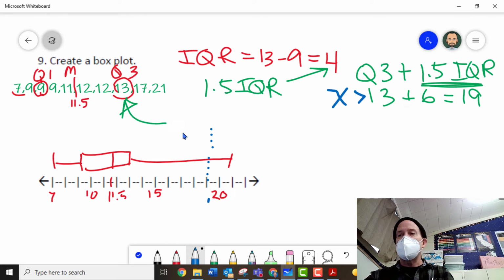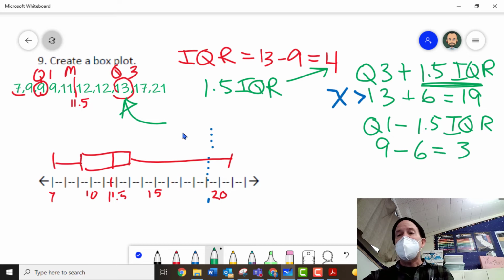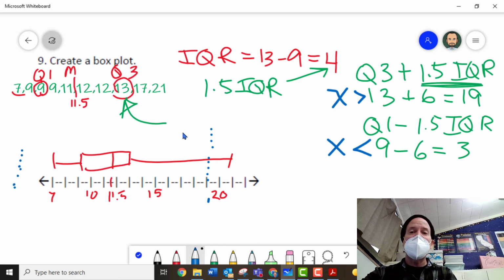Alternatively, we could also go Q1 minus 1.5 times the IQR. In other words, Q1 was 9, take away that 6, which equals 3. If I have a number x and it's less than 3, that would be over here off my chart. If there are any numbers over there past the 3, those would also be outliers. So to answer my question, because the number 21 is greater than 19, 21 is an outlier.